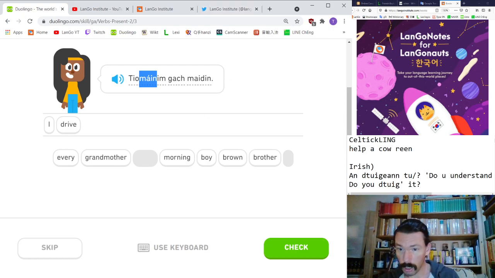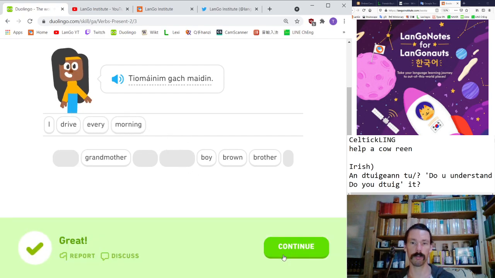That's why I understand is tigim. So it'd be tigim, right? Is that how it's pronounced? And tigin too? It would be, yeah, not the palatalized. I drive every morning.